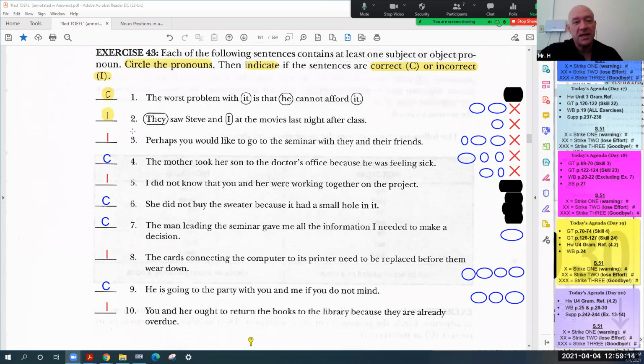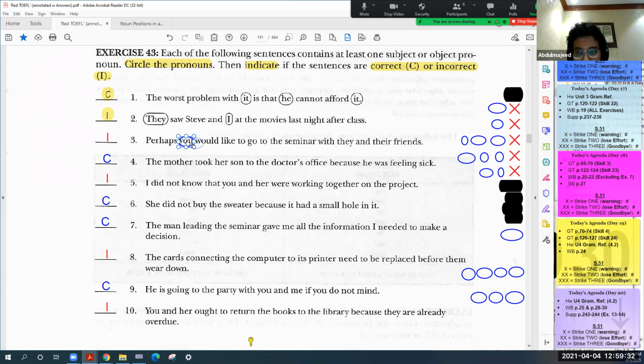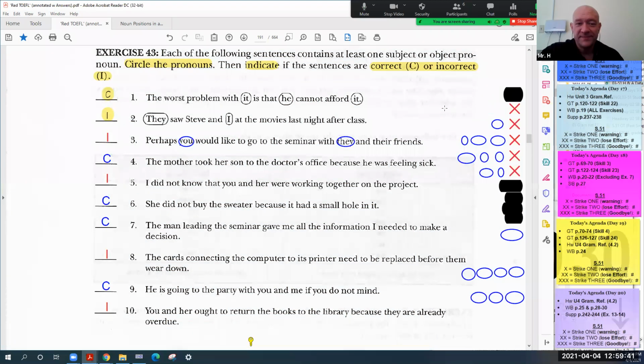Now, Abdul-Majid, can you tell me, where do I put the circles? Let's put circles now. In number three, you, all right, you, and then what? They. Can you see the mistake here? Them. It should be them. Okay. What do we have over here? Me.